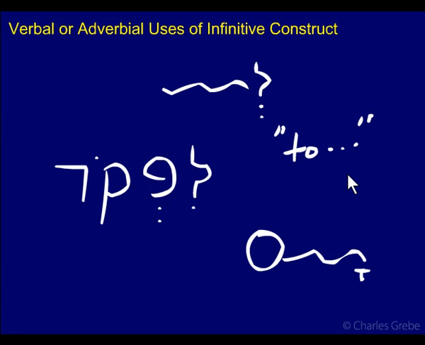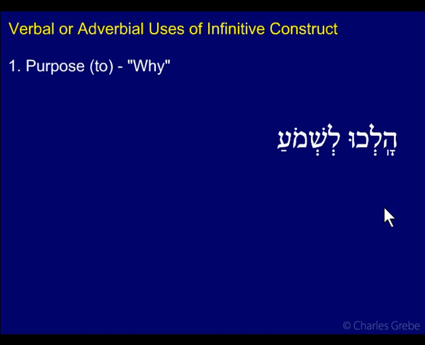Now, these are kind of complex words if you haven't come across these terms before, but I'll show you some examples and tell you how to translate them and tell you what each one is answering, what sort of question. So our first one is purpose. Generally, you'll translate this as to, and it is answering the question why.